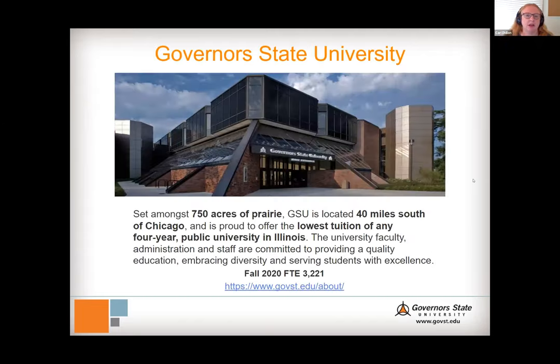Just a little bit about Governors State University, or GSU as it's known. We're kind of that gem in the Southlands of Chicago. We're 40 miles directly south of downtown. We offer the lowest tuition of any four-year public university in Illinois. And we're small, we're not as big as the University of Illinois. Our fall 2020 FTE was about 3,200, and 1,000 of that would be our graduate students.